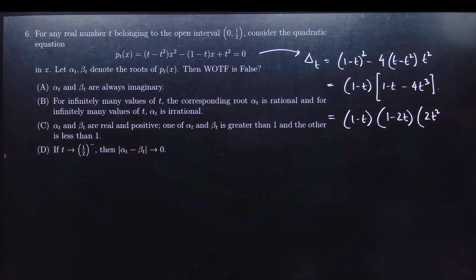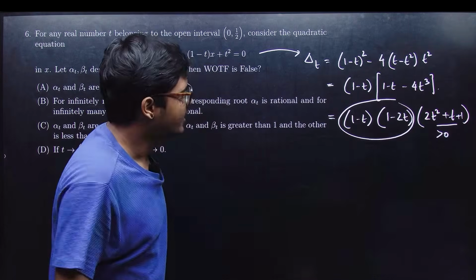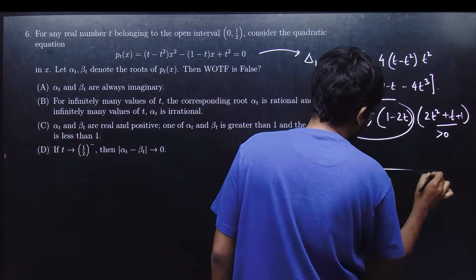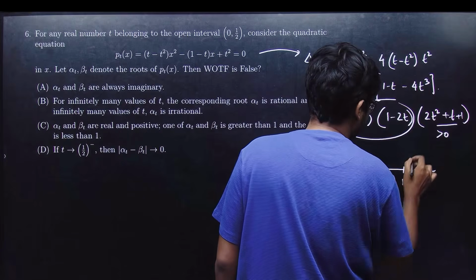Times 2t square plus t plus 1, okay? Now see, this quantity is clearly positive because the discriminant is less than 0, leading coefficient is greater than 1, right? So this quantity is going to be positive. This determines the sign of this, right? So if I use wavy curve, what will I get? You have half over here. You have 1 over here, right? This is what it's going to look like.